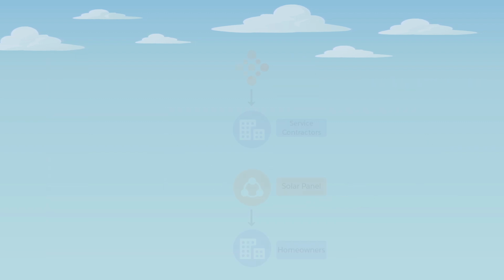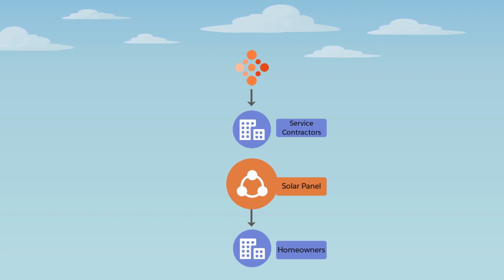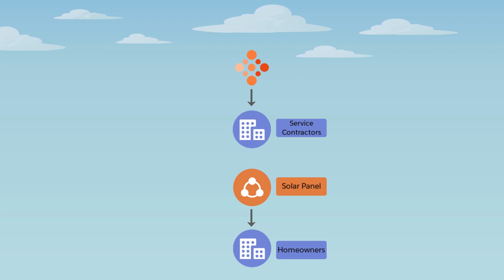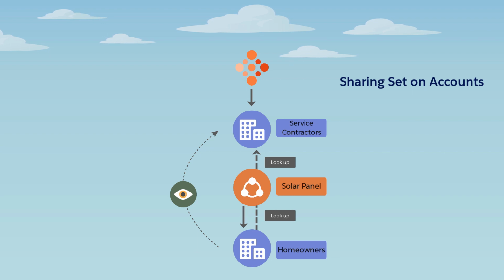In our second example, Pacifica wants to give service contractor access to accounts of homeowners who have purchased a solar panel. The solar panel is represented as an asset on the homeowner account. To give contractors access to homeowner accounts, the Pacifica admin does two things. First, she creates an accounts lookup field on the asset object. Then she creates a sharing set on accounts. She uses an indirect account lookup on the asset object. The service contractors will get read access to homeowner accounts when the account and assets are linked via lookup.